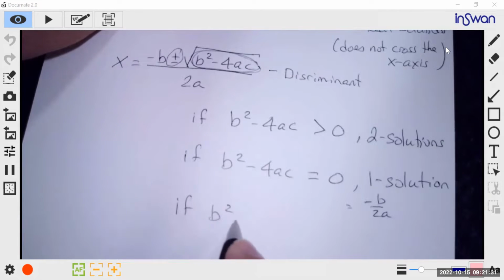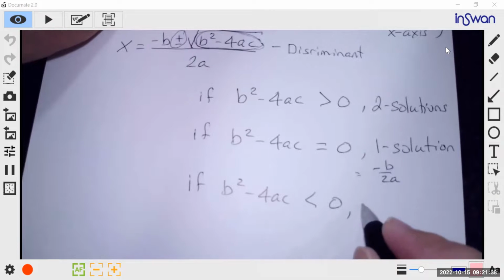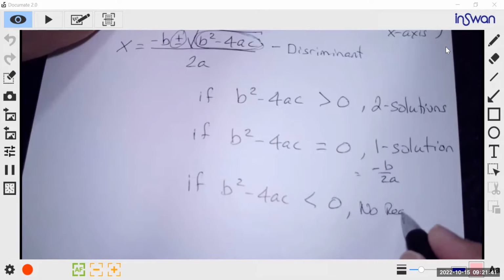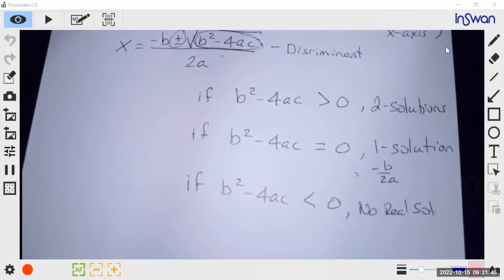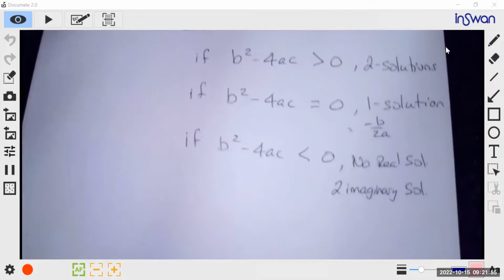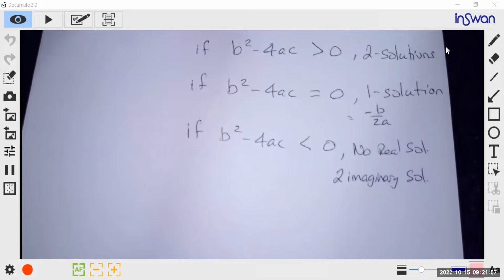And if the discriminant is less than 0, if it's negative, then we're going to have no real solutions, because if it's negative, then we'll have imaginary solutions. We're going to have two imaginary solutions. So no x-intercepts. So far, so good? If you're asked just to tell how many solutions you're going to have, you just do the b squared minus 4ac.